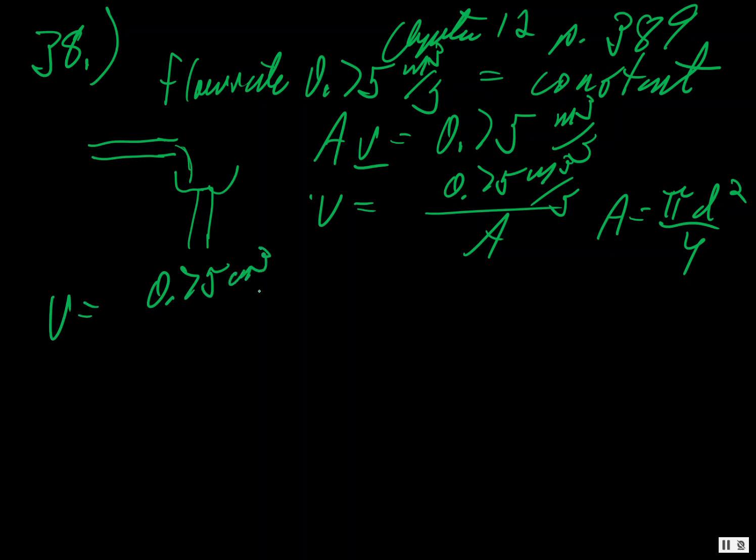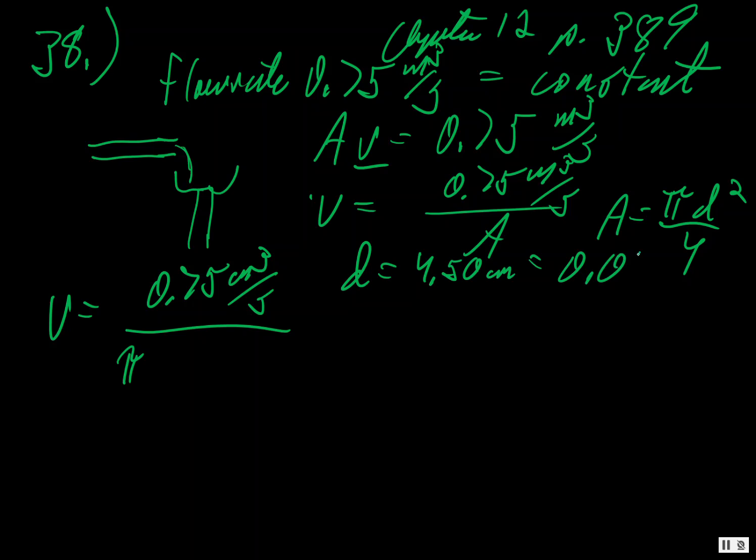0.75 meters cubed over seconds divided by, all right, so we've got pi times the diameter of the pipe. Oh yeah, did we get the diameter? I think I overlooked that. It's 4.5 centimeters in diameter. So the diameter of the pipe is 4.5 centimeters, which is 0.045 meters. Don't forget to convert it to meters. And now we can plug it in, so it's pi times the what?